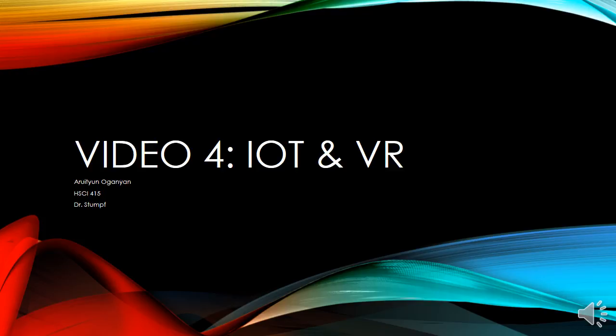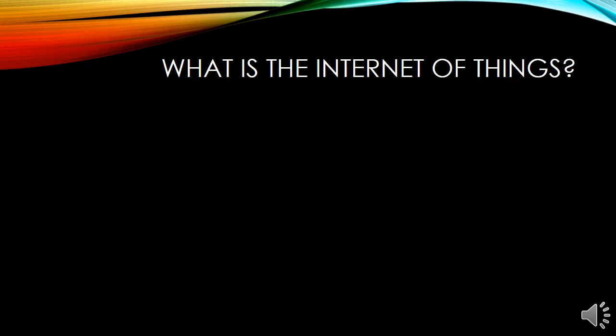It is about Internet of Things and VR. What is the Internet of Things? The book definition is a system of interrelated computer devices, mechanical and digital machines, objects, animals, or people that are provided with unique identifiers and the ability to transfer data over a network without requiring human to human or human to computer interaction via sensors.